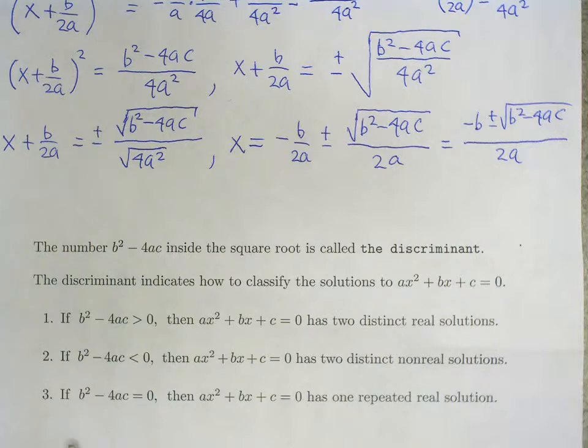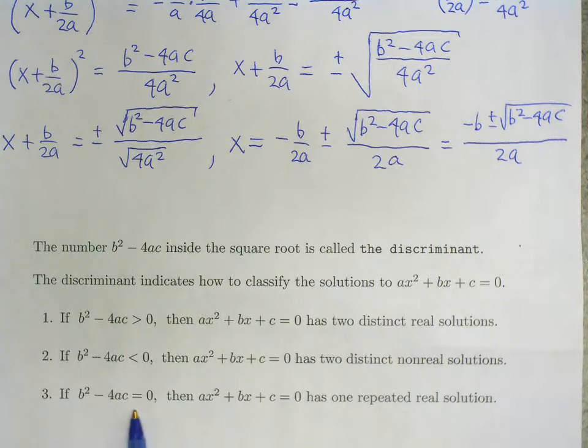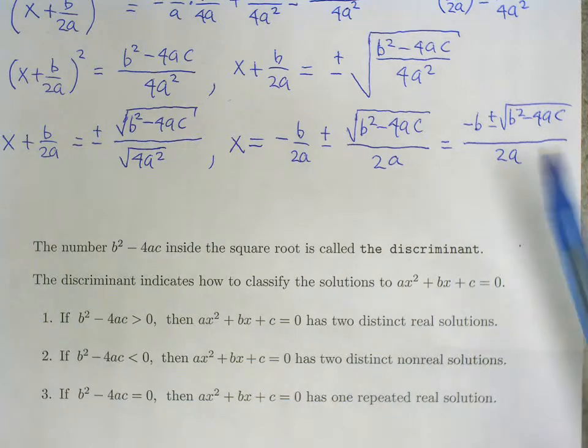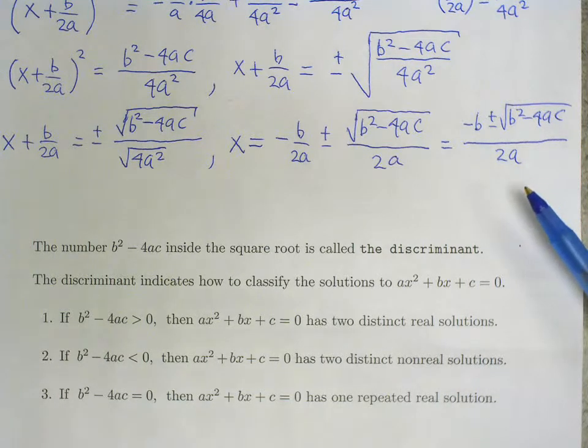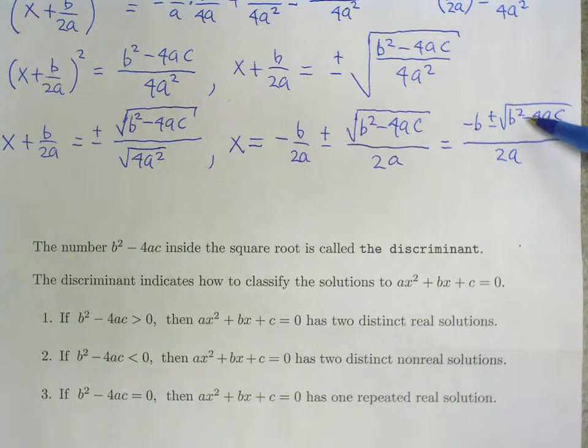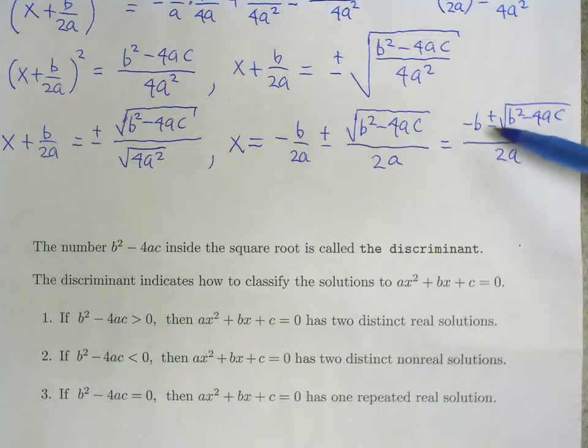And then the third case, if b to the second minus 4ac is 0, well, the square root of 0 is 0. So in that case, the quadratic equation has one repeated real solution. It's called repeated because, note, if the discriminant is 0, the square root of 0 is just 0, and negative b plus 0 divided by 2a is the same number as negative b minus 0 divided by 2a. That's why it's called repeated.